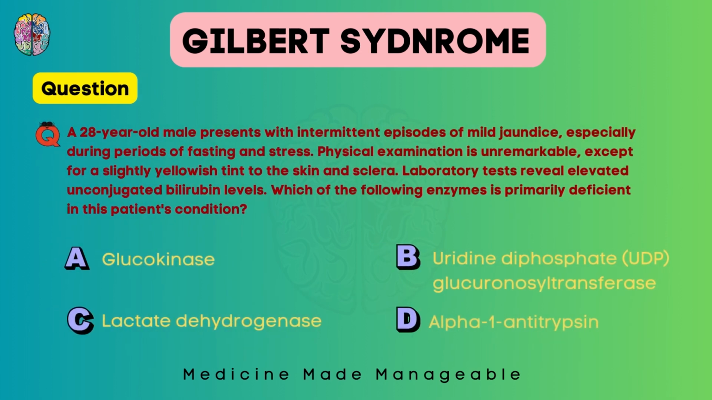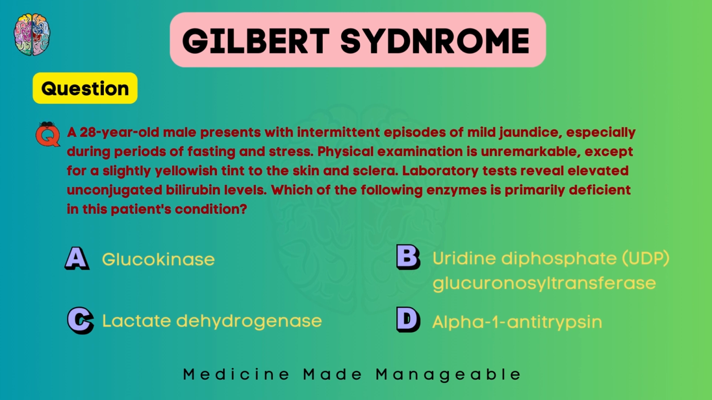Let's end this video with a previous year question. A 28-year-old male presents with intermittent episodes of mild jaundice, especially during periods of fasting and stress. Physical examination is unremarkable except for a slightly yellowish tint to the skin and sclera. Lab tests reveal elevated unconjugated bilirubin levels. Which of the following enzymes is primarily deficient in this patient's condition?